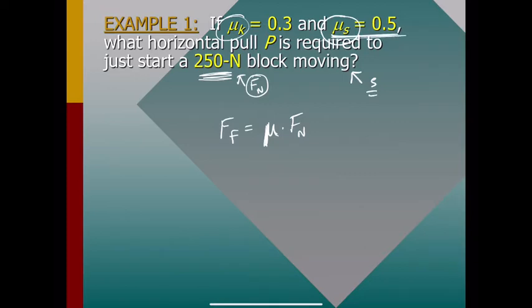So I do friction force equals mu s. That's going to be 0.5 times the normal force, which is already given to us, of 250 newtons. And that gives me a friction force of 125 newtons.